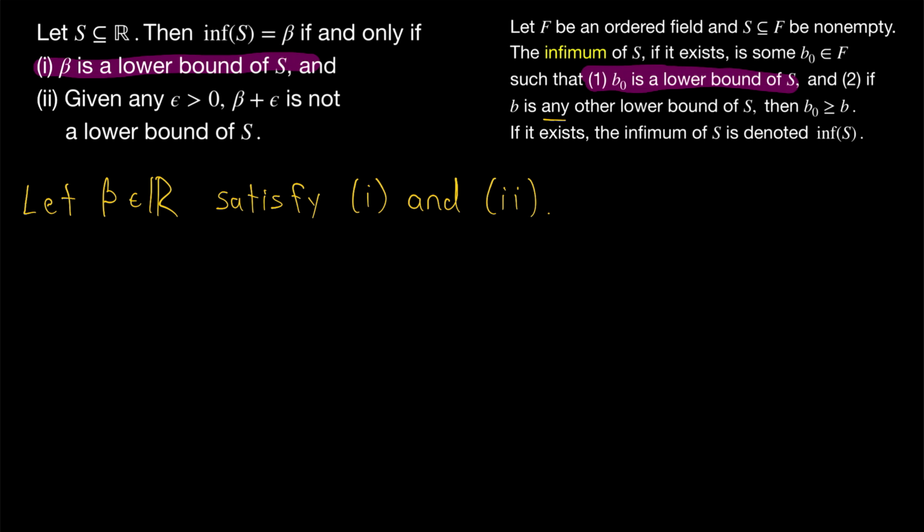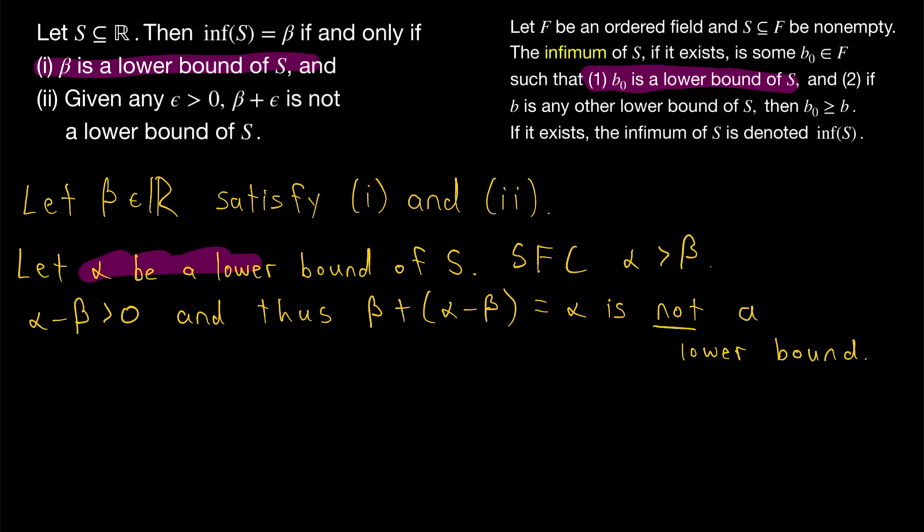Next, we need to prove that any other lower bound of the set has to be less than or equal to beta. So we say let alpha be a lower bound of S, and suppose for contradiction that alpha is a lower bound greater than beta. That means, subtracting beta from both sides of that inequality, that alpha minus beta is greater than 0. Thus, we can use it as an epsilon value with our second condition. Since alpha minus beta is greater than 0, we know that if we add it to beta, we will not have a lower bound of S.